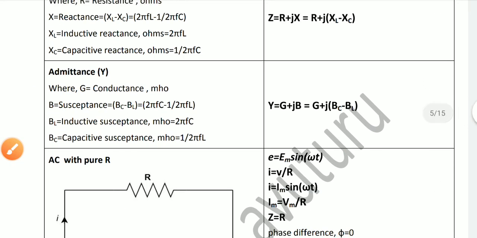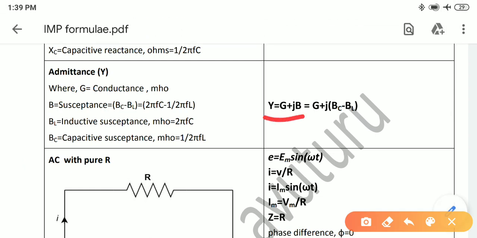Next, admittance. The reciprocal of impedance is called admittance. Therefore, Y is equal to G plus jB, where G is called the conductance and B is called the susceptance. The susceptance is given as BC minus BL, where BC is called the capacitive susceptance and BL is called the inductive susceptance. The value for BC is 2 pi FC, and the value for BL is 1 by 2 pi FL. Here these two are interchanged.